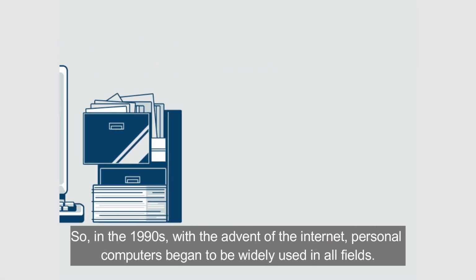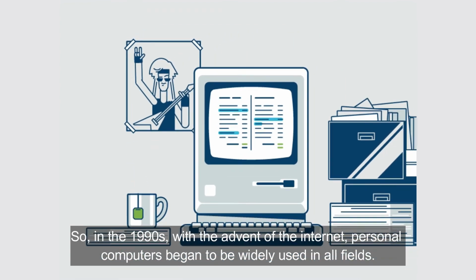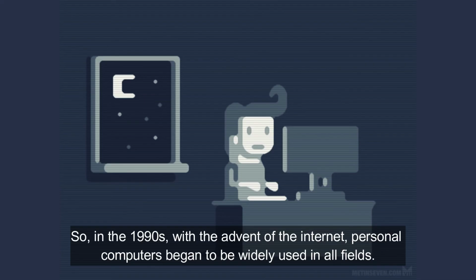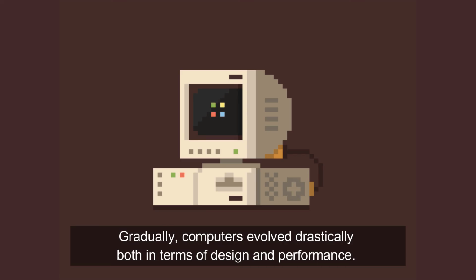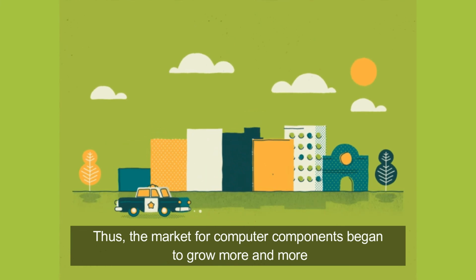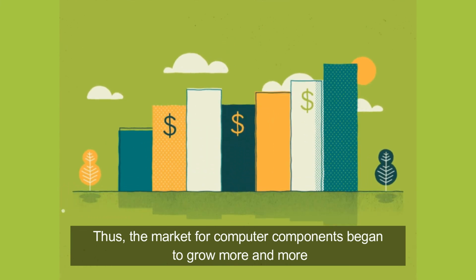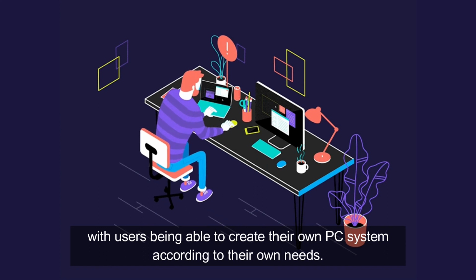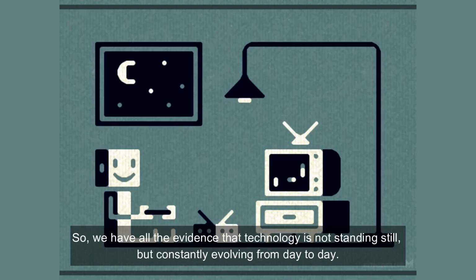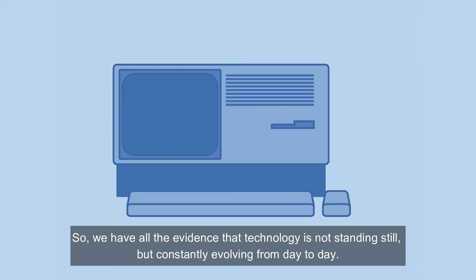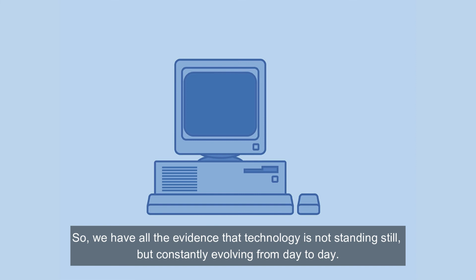So in the 1990s, with the advent of the internet, personal computers began to be widely used in all fields. Gradually, computers evolved drastically both in terms of design and performance. Thus, the market of computer components began to grow more and more, with users being able to create their own PC system according to their own needs. So, we have all the evidence that technology is not standing still, but constantly evolving from day to day.